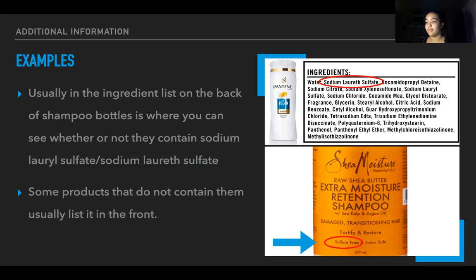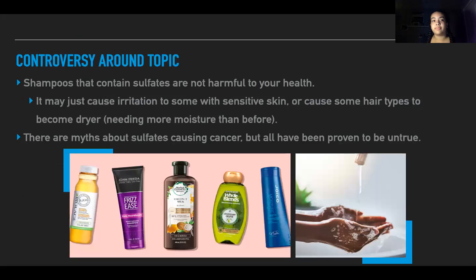So here I have a shampoo bottle as well that I use personally, and it also says sulfate free on the bottom. I don't know if you can see it right here. And yeah, usually when they don't have sulfates, they put it on the front where you can see it.